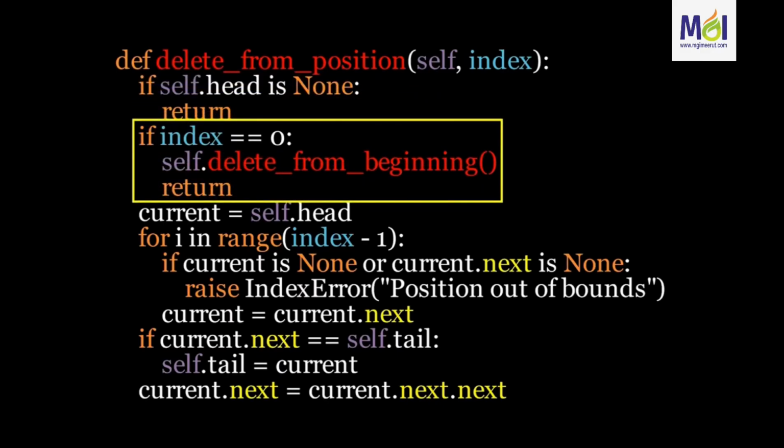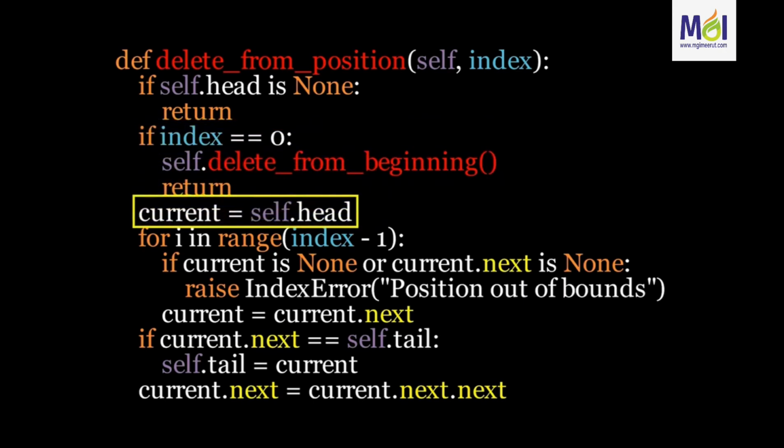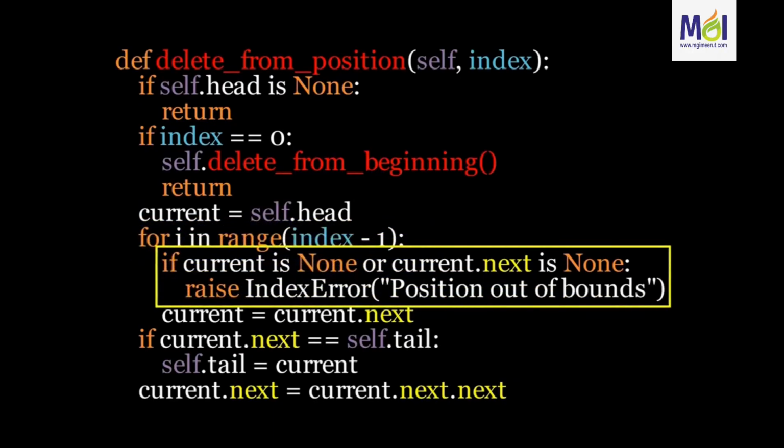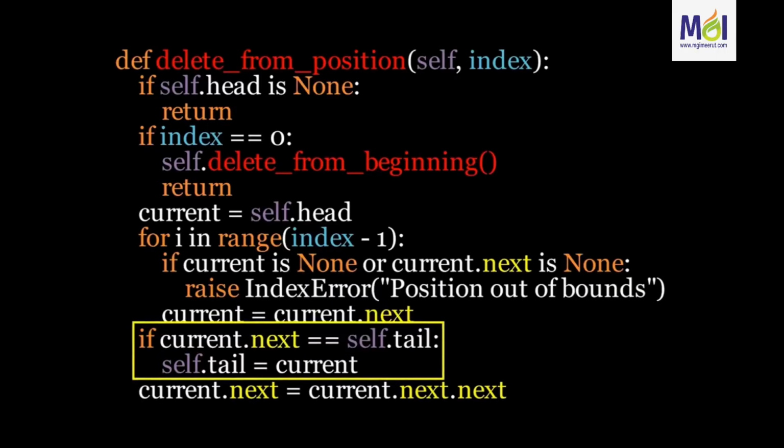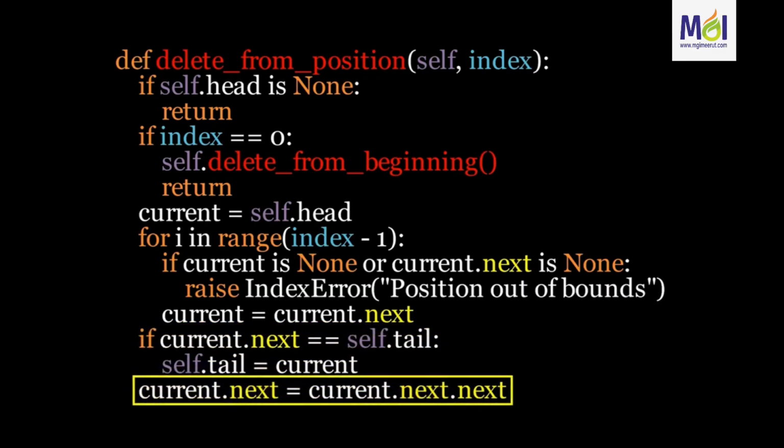If the index is not 0, the algorithm will create a current variable, initially set to the head node, and traverse the list up to the node just before the target index. After the loop ends, it will check if the current node is the tail. If it is, the tail pointer will be shifted to current. The algorithm will update the next pointer of the current node to skip the node to be deleted, pointing directly to the node after it. Since we are using Python, memory management will be handled automatically.